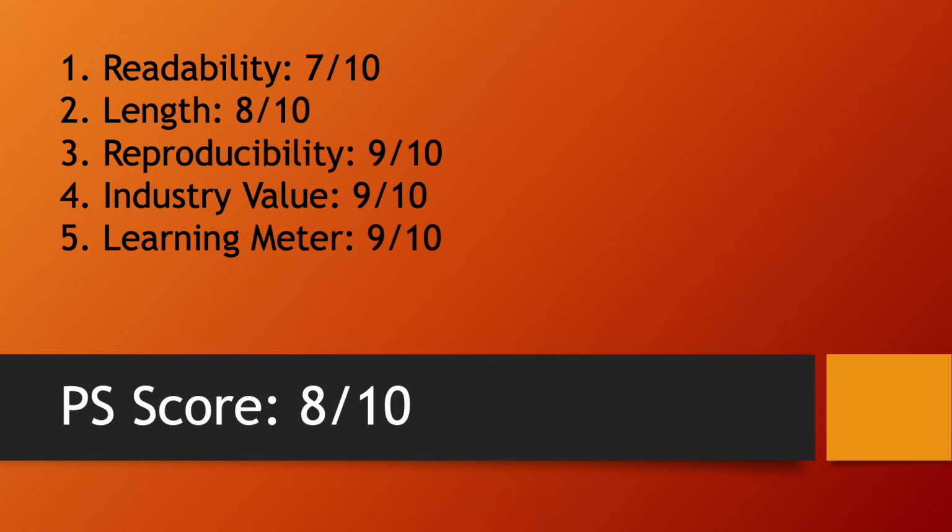Looking at the PS score, overall it's a bumpy read with some super dense parts because of code and math, so it gets 9 out of 10 on readability. With 15 pages long, it scores 8 out of 10 on length. Reproducibility and repeatability shouldn't be too challenging, so it gets 9 out of 10. Industry value and learning meter is pretty high, so it gets 9 out of 10 on each. Overall PS score is 8 out of 10.